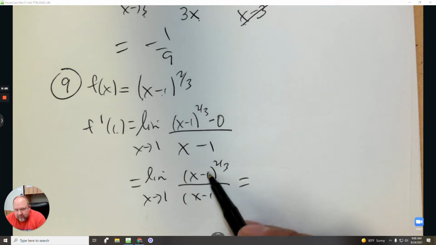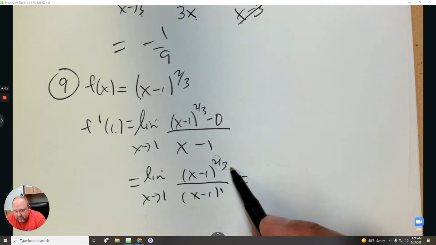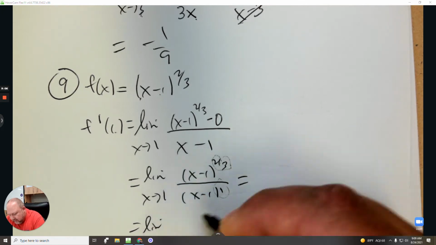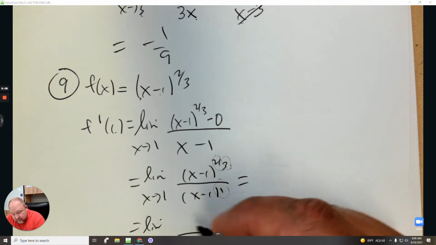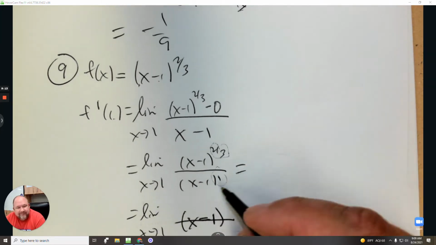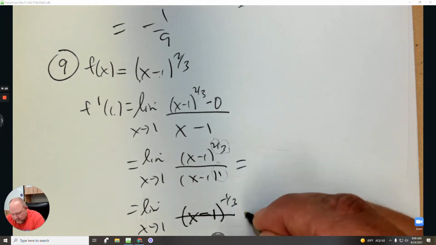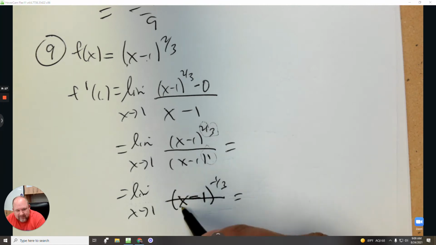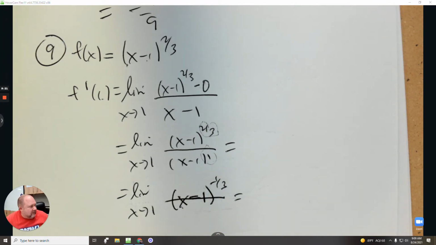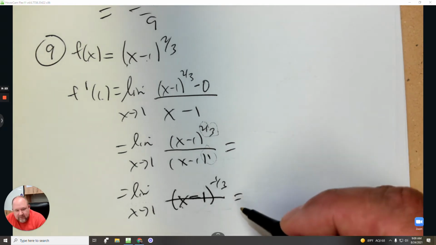So notice they have the same base now, so we subtract the exponent, so you end up with the limit as x approaches 1. When you subtract, oops, I don't need a fraction anymore. When you subtract, it's negative 1/3, so no fraction, and then you plug 1 in, and what you'll find, I think it's undefined, right? It doesn't exist. So the derivative doesn't exist.